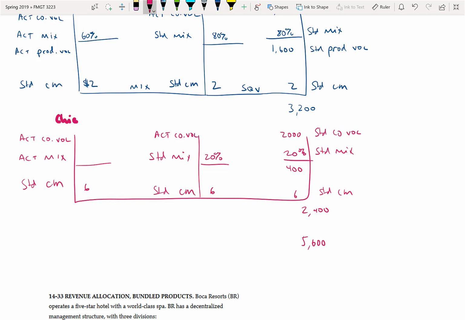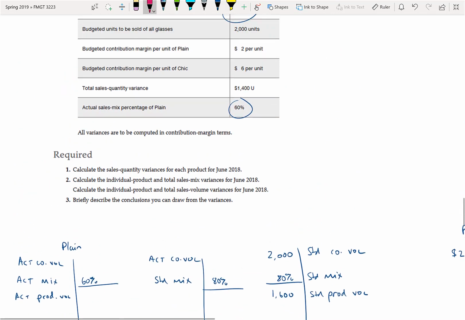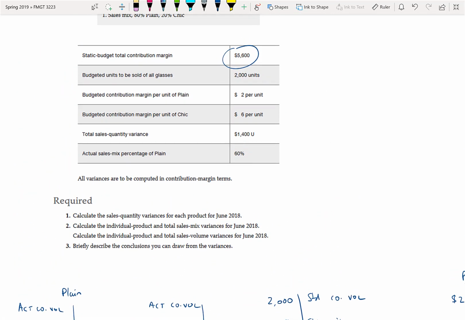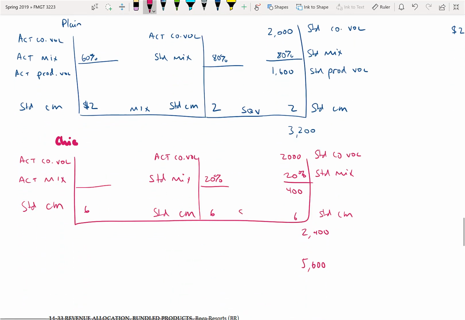Were we told anything else in this question here? We were told that the total sales quantity variance was 1,400 unfavorable. So that would be the sales quantity variance for both products here. If I add up this one and this one, so this number plus this number, I'm going to get 1,400 unfavorable.